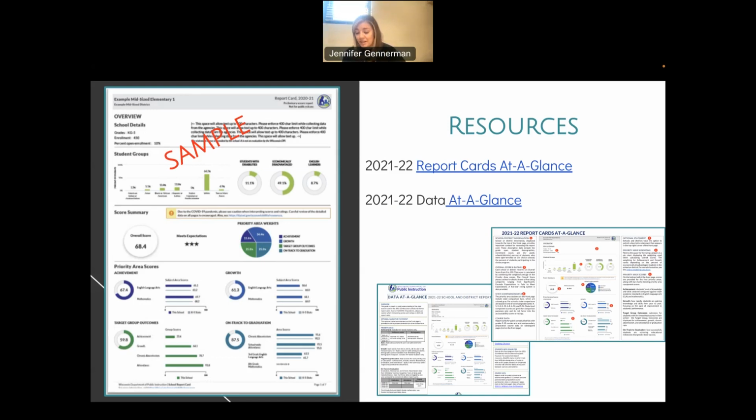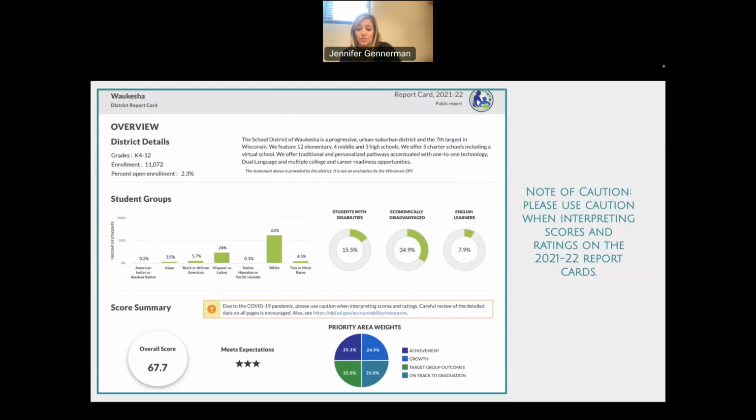Let's take a look at the district results. Here, just like in the sample, you'll see that we have the overview, which entails the district details and student groups. As a district, we opted to draft a narrative and have that on each of our report cards, and you'll see that here.